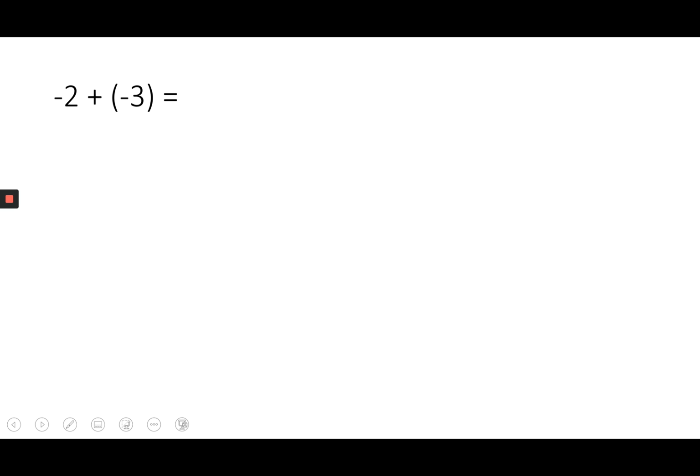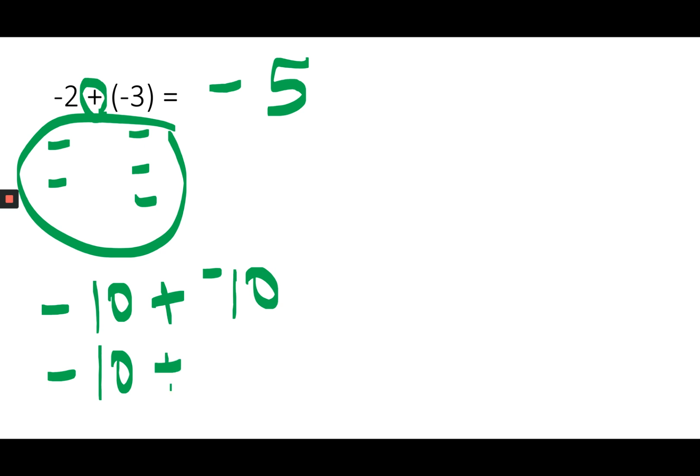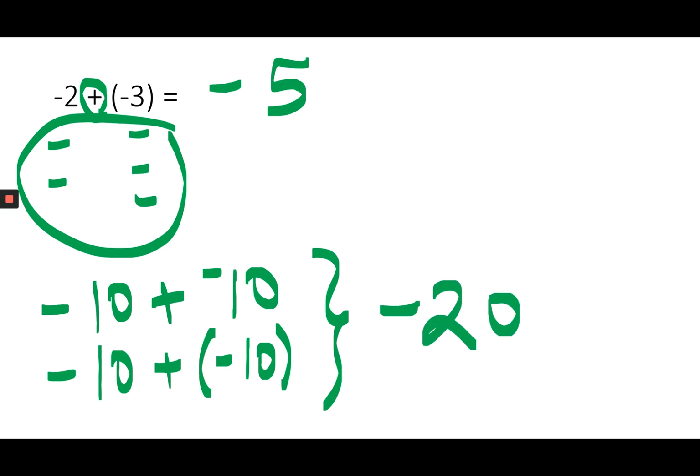Oh my God, I have already two negatives here, and then I'm putting together 3 more negatives, and overall I have 5 negatives. My answer is negative 5. So if you see, for example, negative 10 plus a negative, by the way, IXL notation is like this, negative 10. This is the same question as negative 10 plus negative 10. These are same. When you put together 10 negatives plus 10 more negatives, the answer is going to be negative 20.